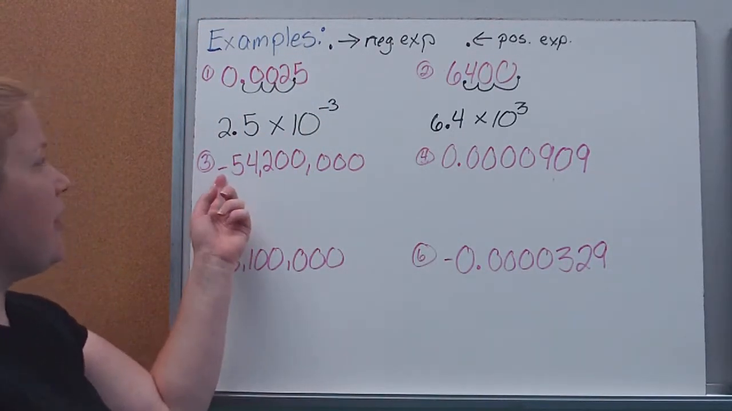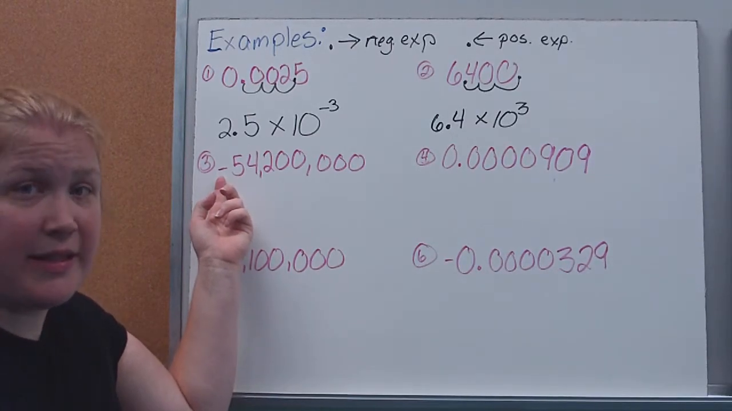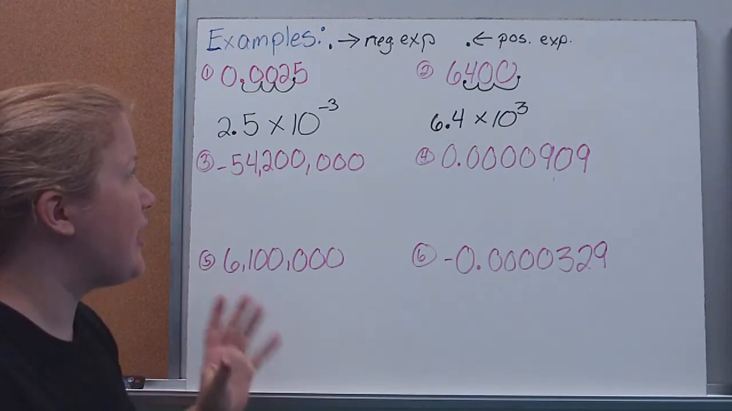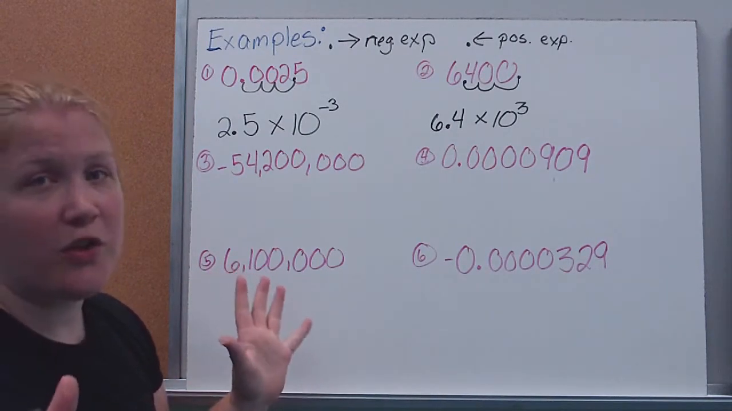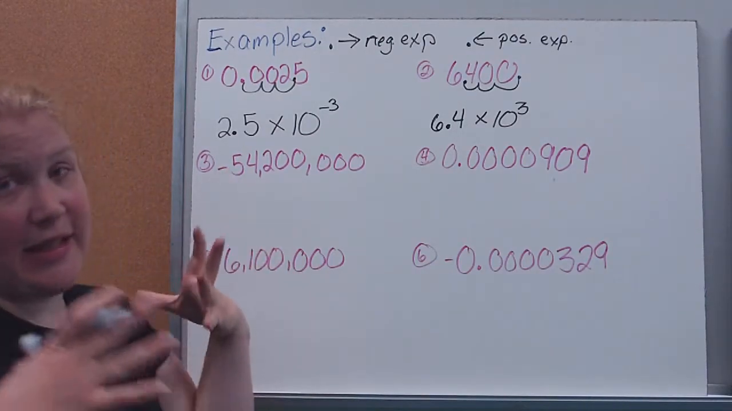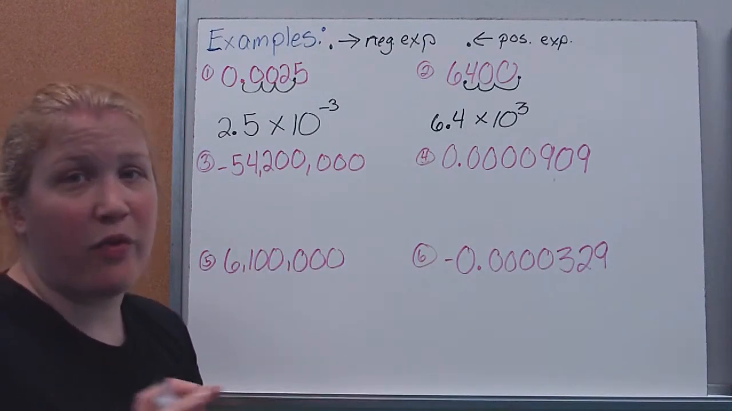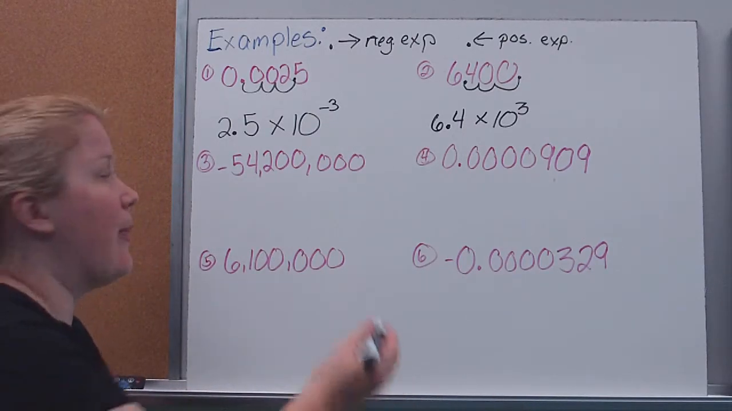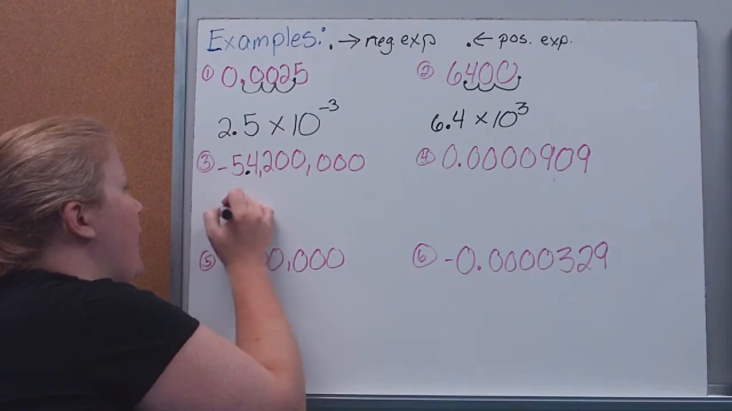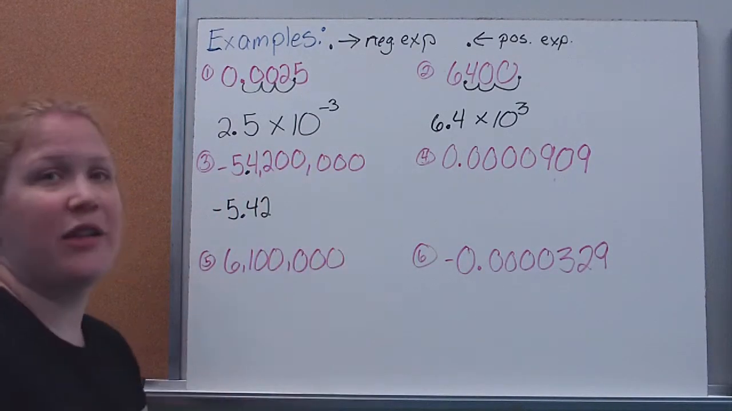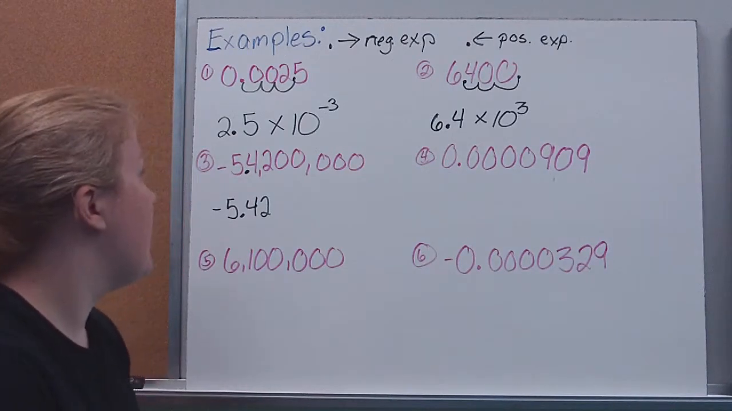All right. Here you'll notice I have a negative number. This does not affect your exponent. Don't let that confuse you. And I know I said it has to be between 1 and 10. It could also be between -1 and -10. So the negative is just going to stay in front of my number. It's not going to affect my exponent in any way. So first I look at it, where can I put my decimal? If I put it right here, I wind up with negative 5.42. Remember, the rest of the zeros beyond that don't make a difference.